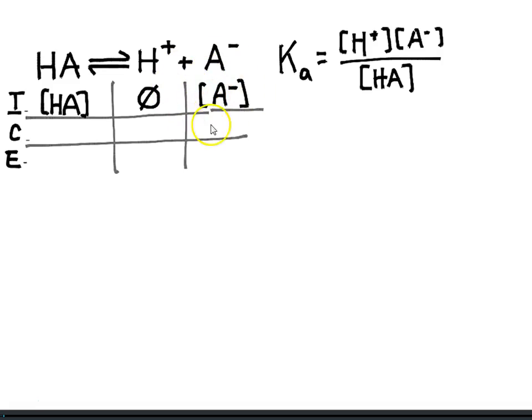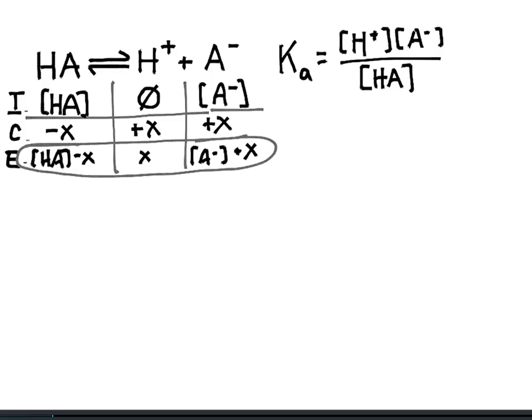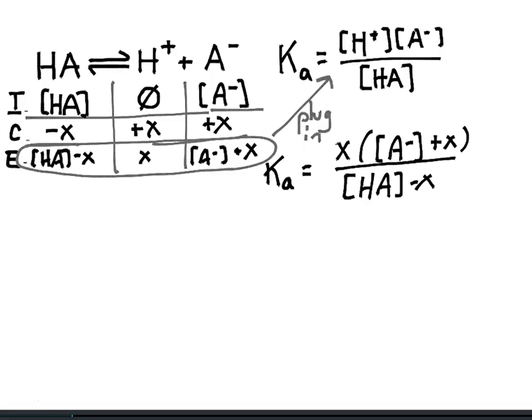So there is an initial concentration of A minus, which I'm just going to abbreviate. Then we have plus X on the right and minus X on the left. The concentrations at equilibrium are X, X plus A minus, and HA minus X for the acid concentration. You plug those into Ka, and that is shown here. This is the algebraic expression you would get.